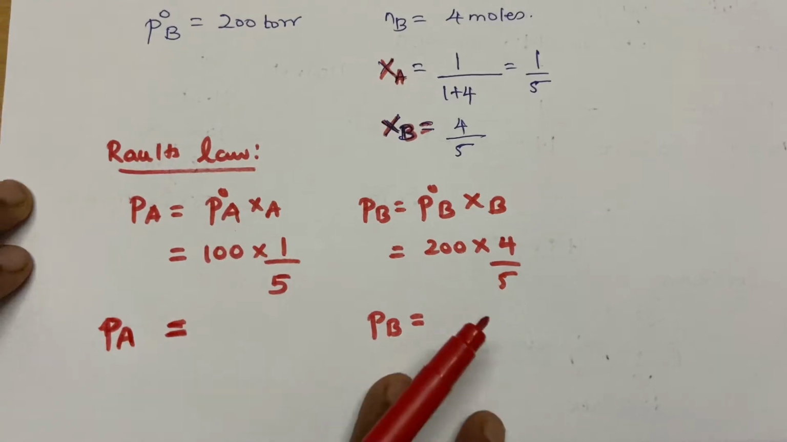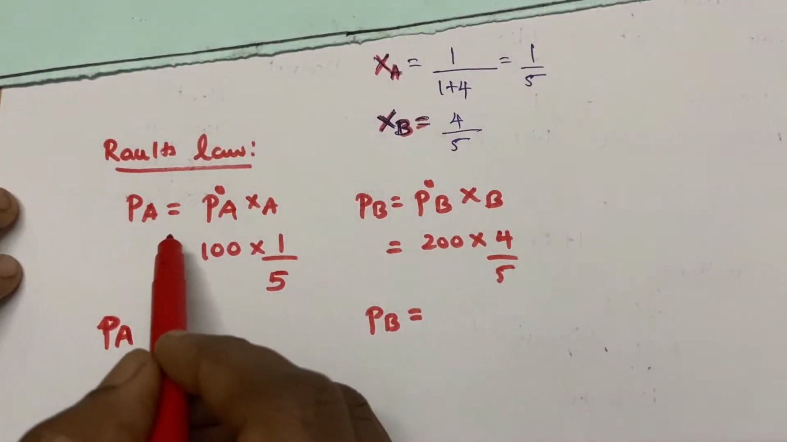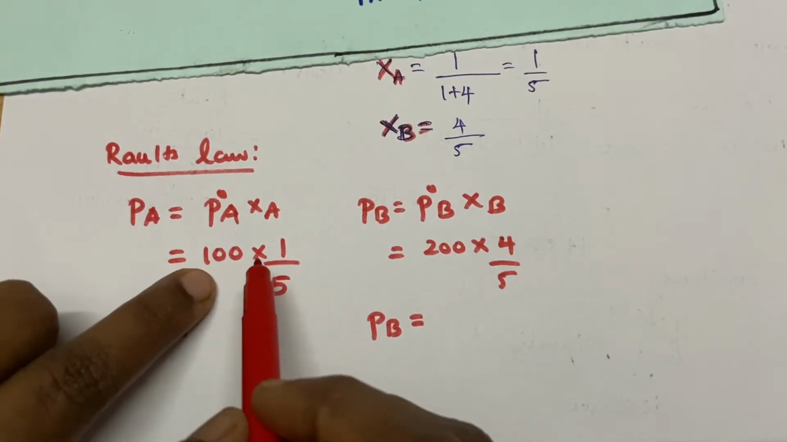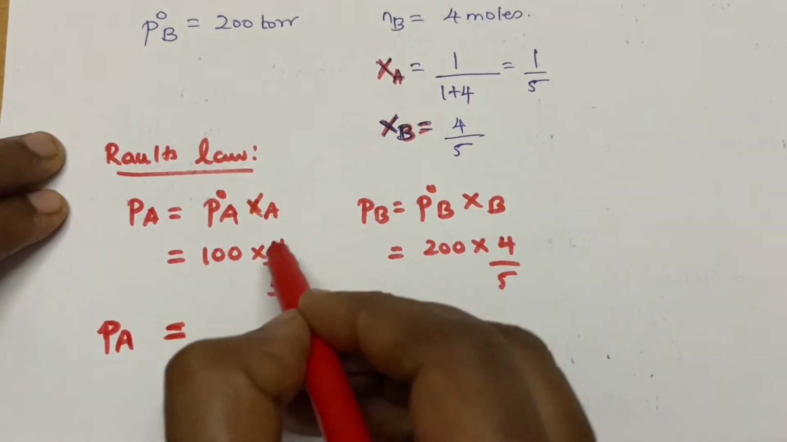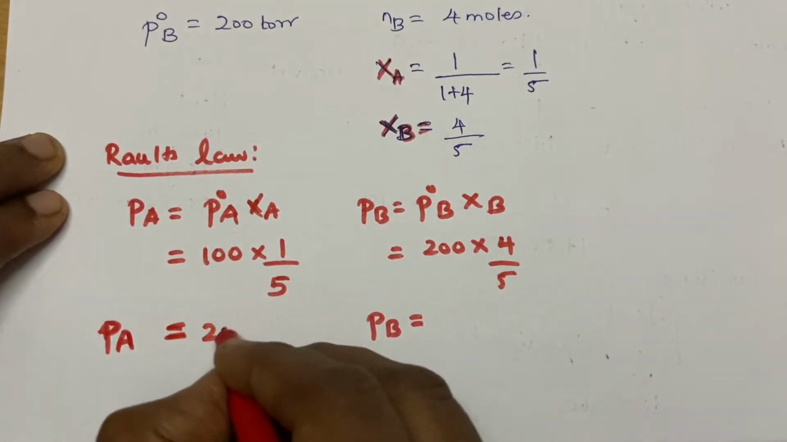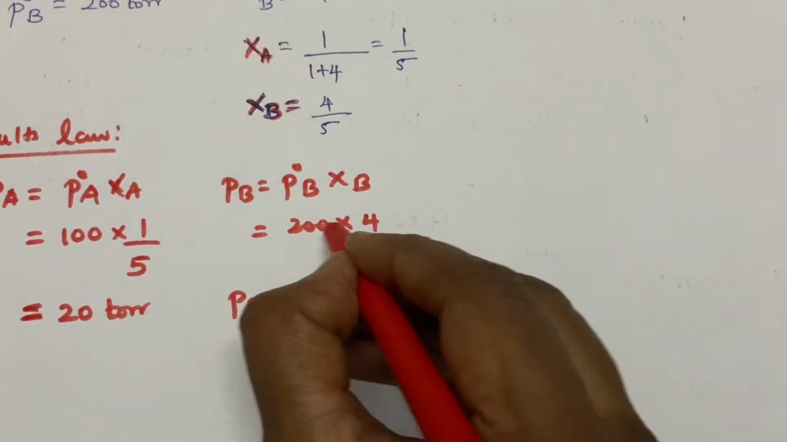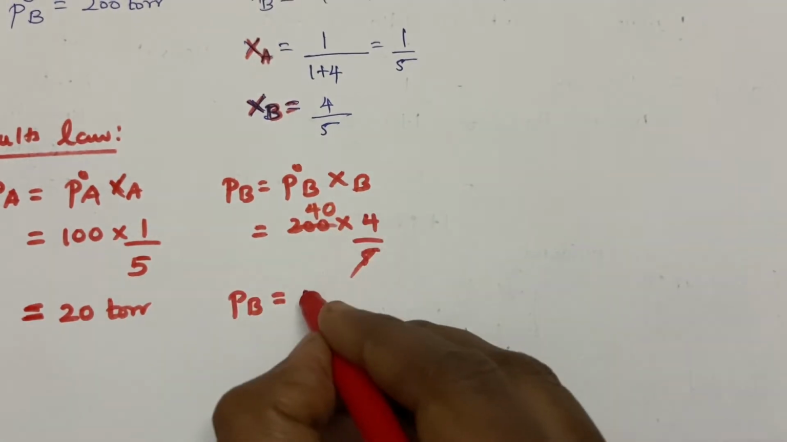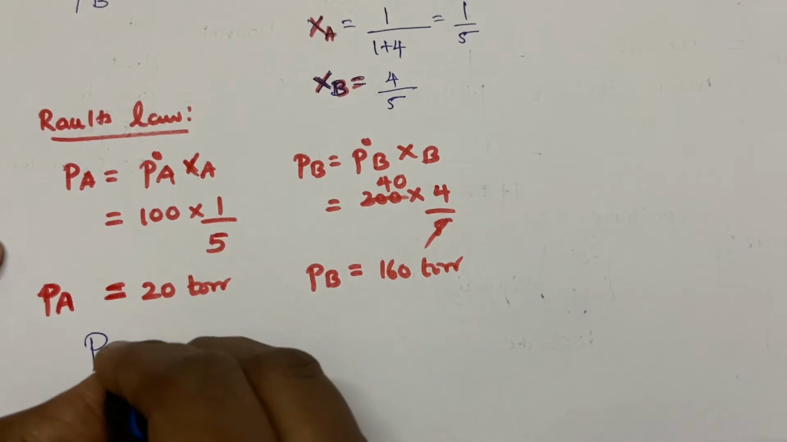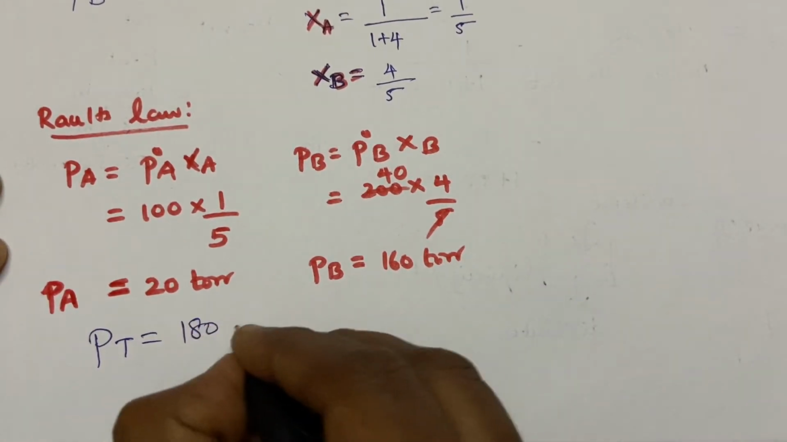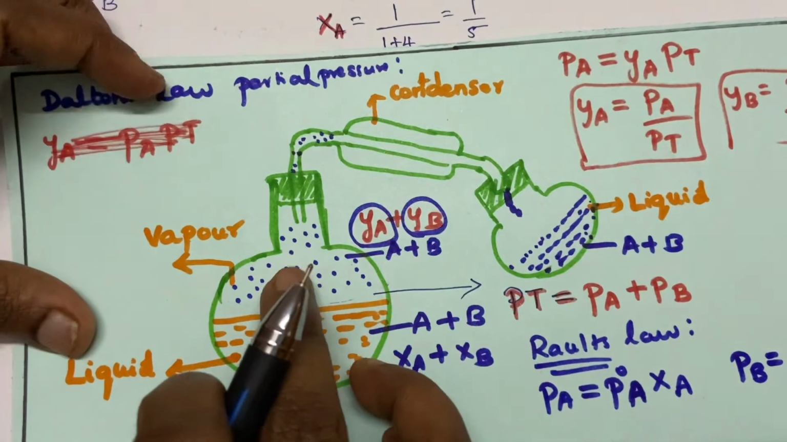Now we are going to apply Raoult's law to find out the partial pressure. In the formula, this is the vapor pressure in its pure state, 100, times the mole fraction of A, which will give 20 torr. Here this will be 5 times 4, or 20, so this is 160 torr. The total pressure will be the summation of these, which is 180 torr. This is the total vapor pressure of this vapor.